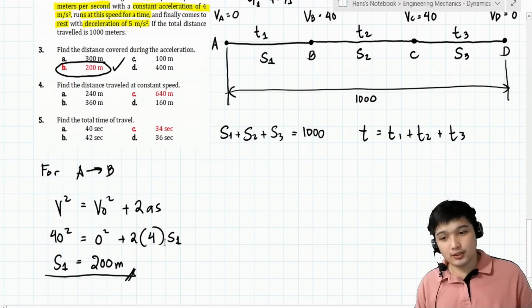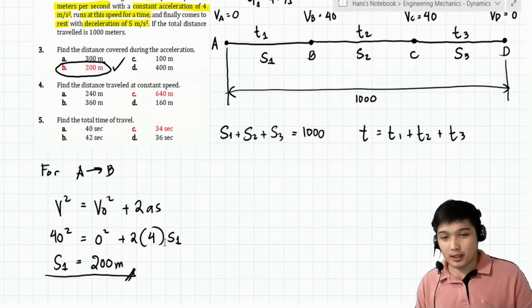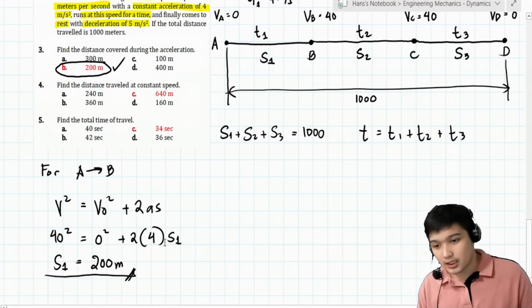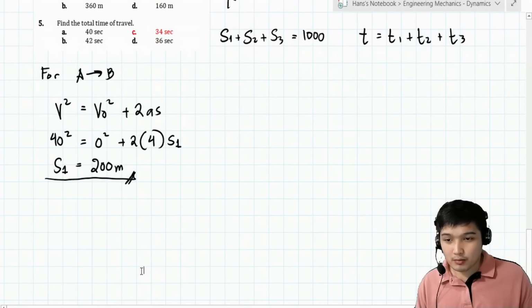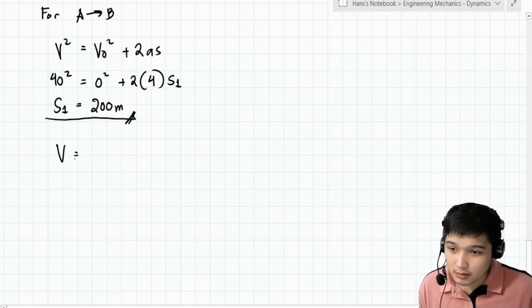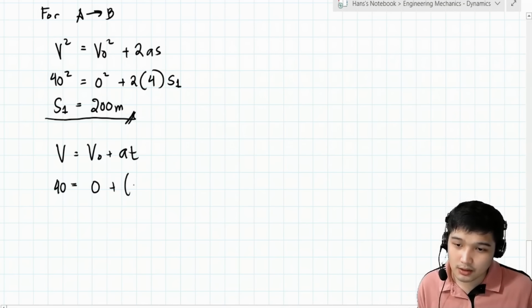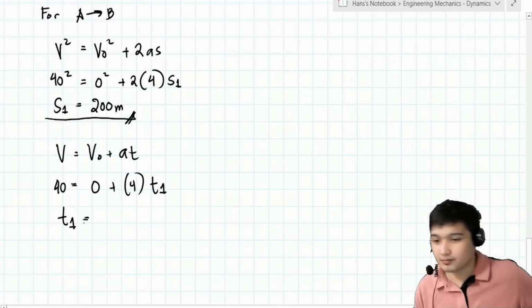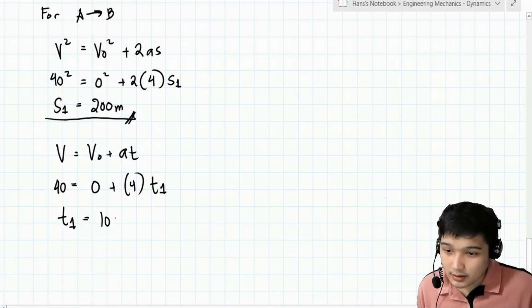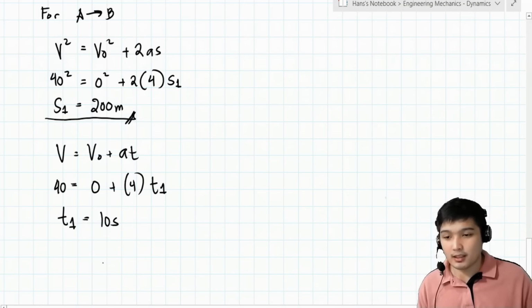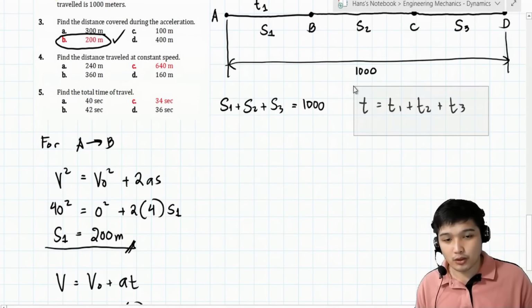We can use the second equation, S is equal to V0T plus 1/2 AT squared, but that is too long to use. So we will use the first equation, which is faster: the final velocity is equal to the initial velocity plus AT. The final velocity is the velocity at B, so this one is 40. Initial is 0, acceleration is 4, and the time is T1. So how much is T1 here, guys? I think 10 seconds. That is not yet what we are looking for, but we will use it later to get the total time T.